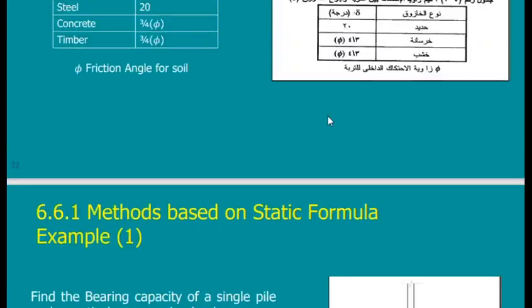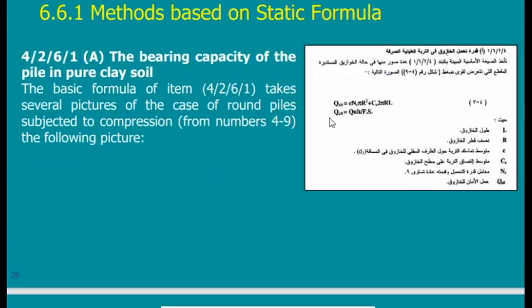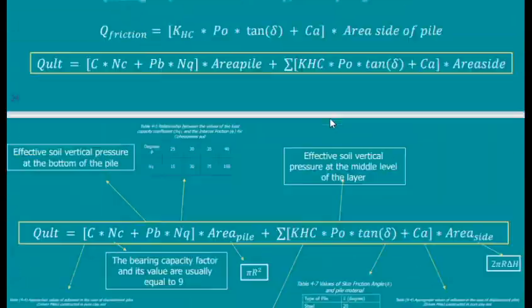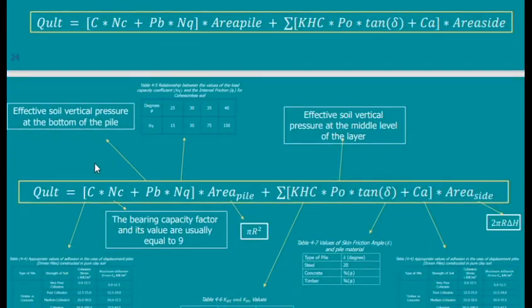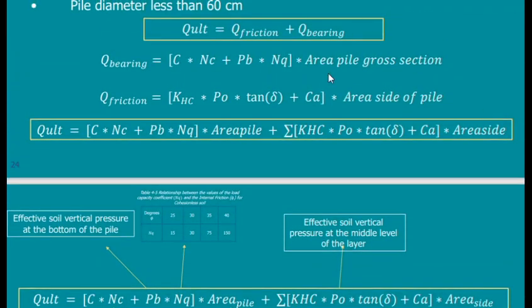So this equation, I'm going to use it, but I will use parts of the equation. I will not use the full equation. I will take the part for bearing alone, and I will take the part for friction alone. The part for friction, I will use it 3 times. The part for end bearing, I will use it once. And then I will add the 4 values to get the ultimate load carried by the pile.